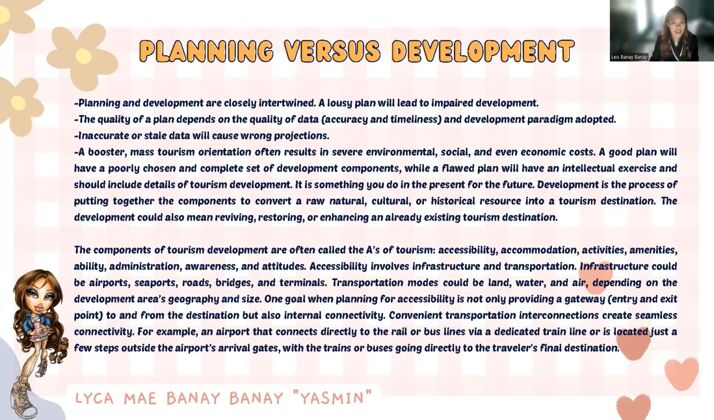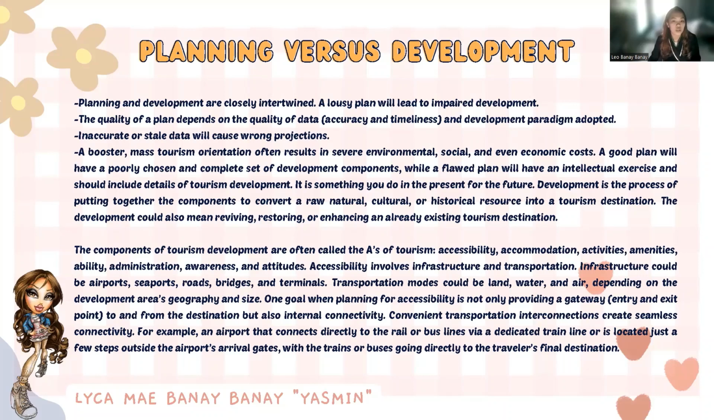Kasi those A's, if lalawakan natin yung isipan natin, ginagamit para ang tourism industry ay maging accessible sa lahat. Accessibility involves infrastructure and transportation. Infrastructure could be airports, seaports, roads, bridges, and terminals. Transportation modes could be land, water, and air, depending on the development area's geography and size. Sa tingin ko naman, alam na natin yung mga transportation that land, water, and air have.